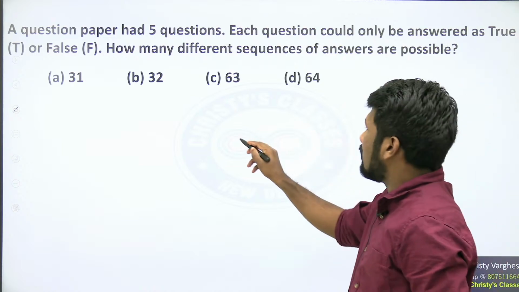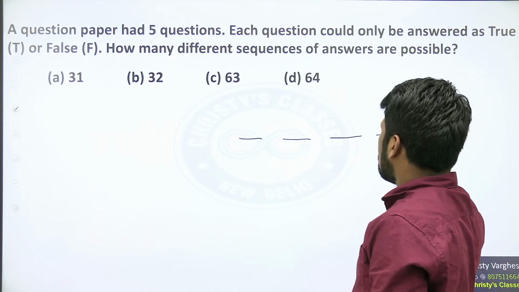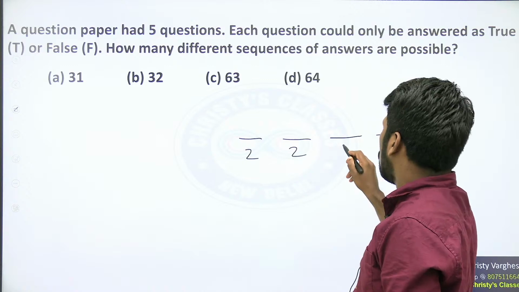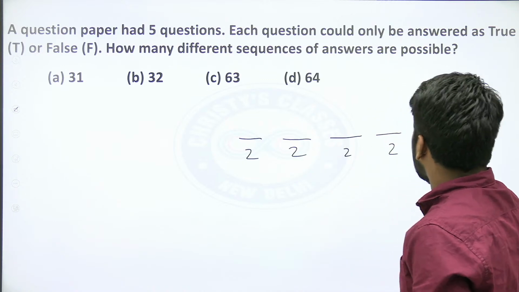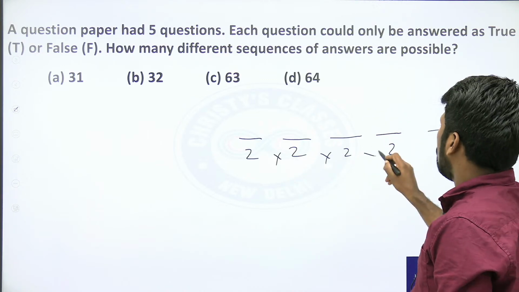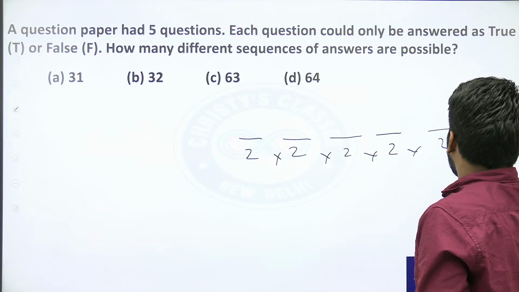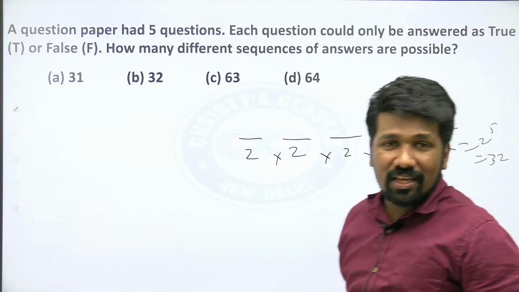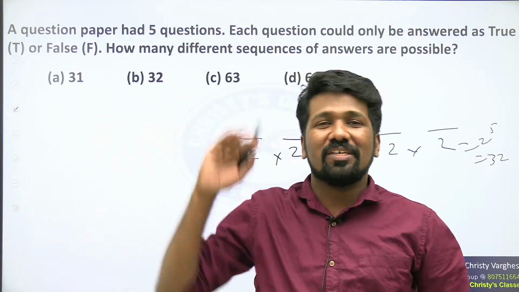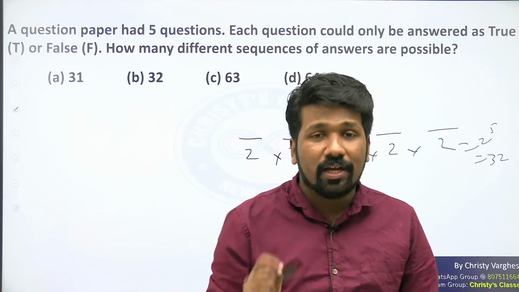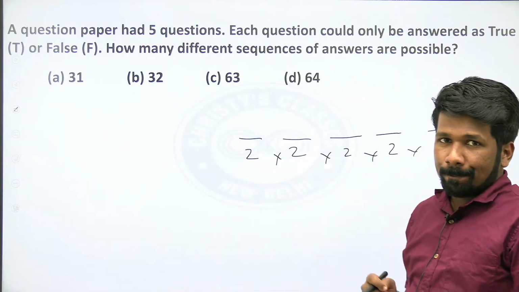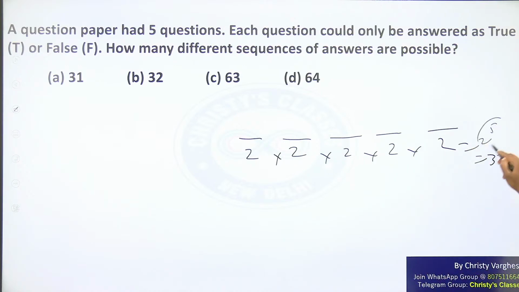5 questions, you can answer it in 2 ways each question. True or false, true or false, true or false, true or false, true or false. So definitely 2 into 2 into 2 into 2, 2 raised to 5, 32 will be the answer. What I am saying is don't just memorize always 2 raised to n minus 1. According to the scenario only you can decide. So here it is 2 raised to n only.